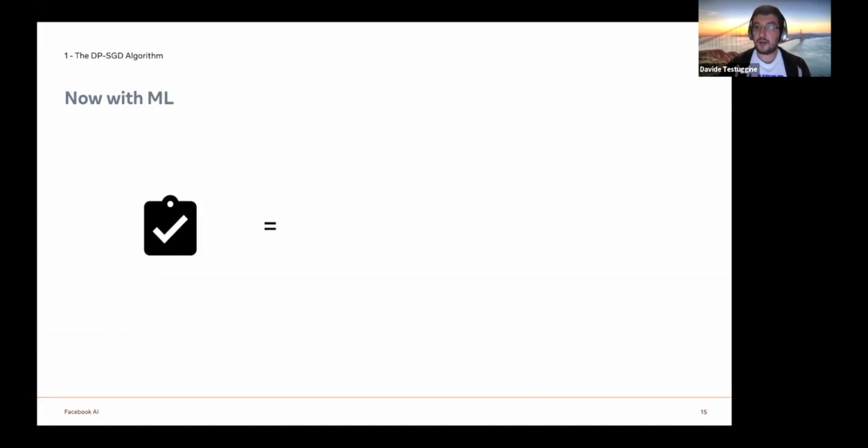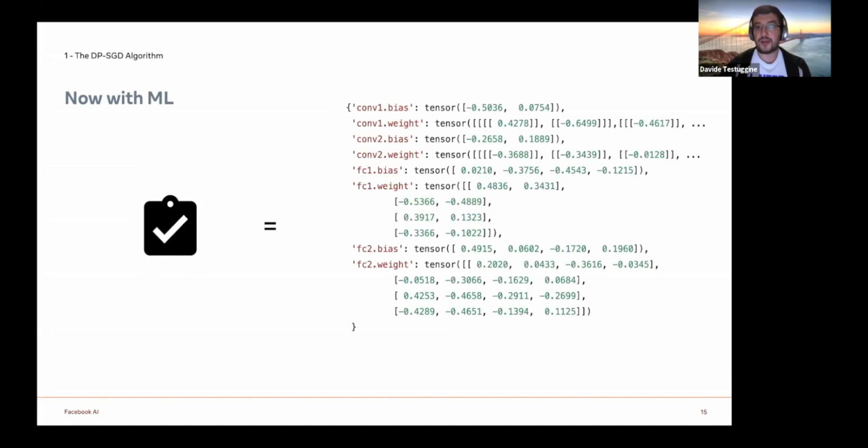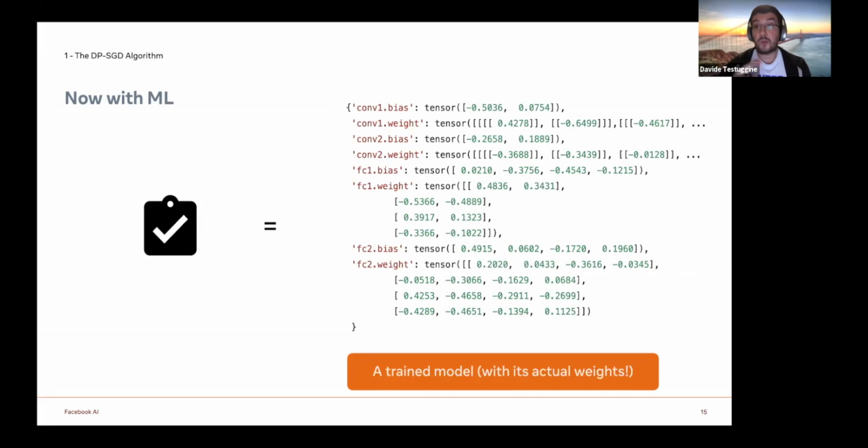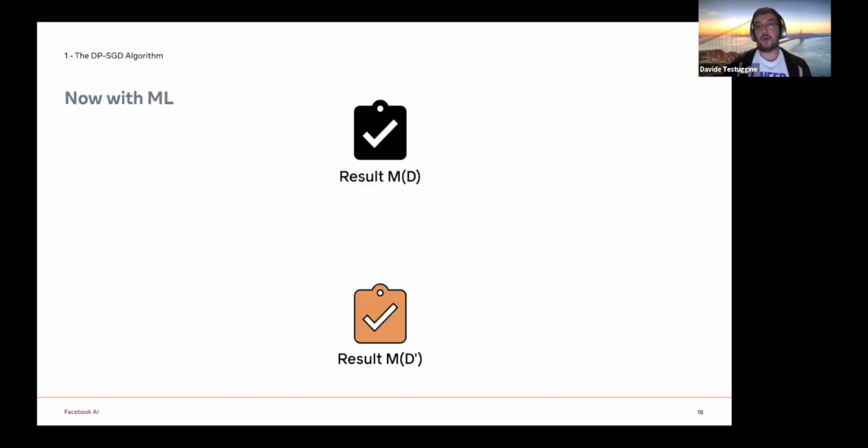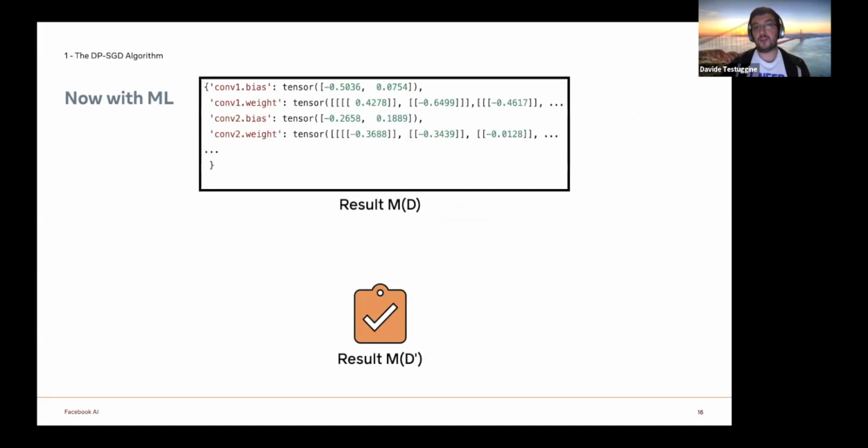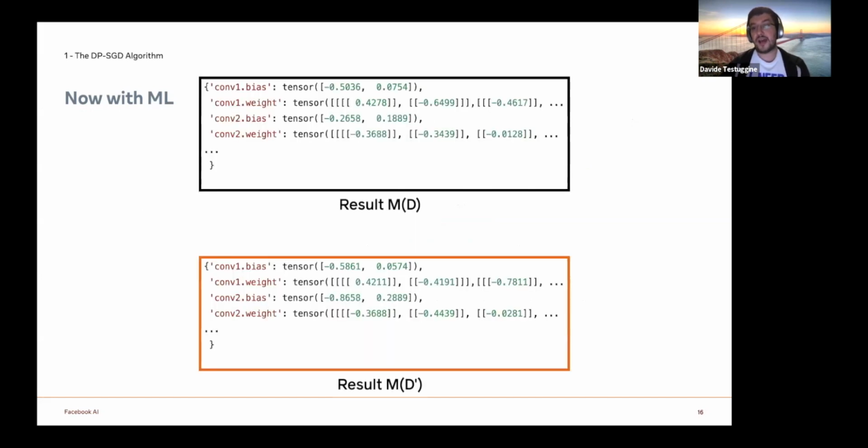And finally, if that is our algorithm, what's our output? That has to be a trained model, a model with all of its trained weights. Change any one of these numbers here, and you would get a different result. And so now, if we have two different results, these are really two different sets of weights, and they have to be similarly distributed.